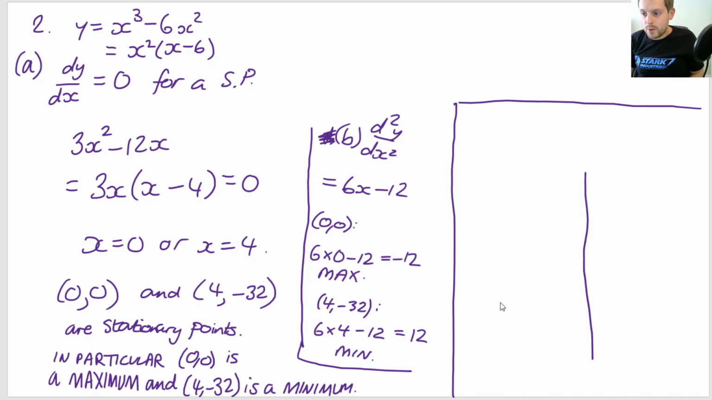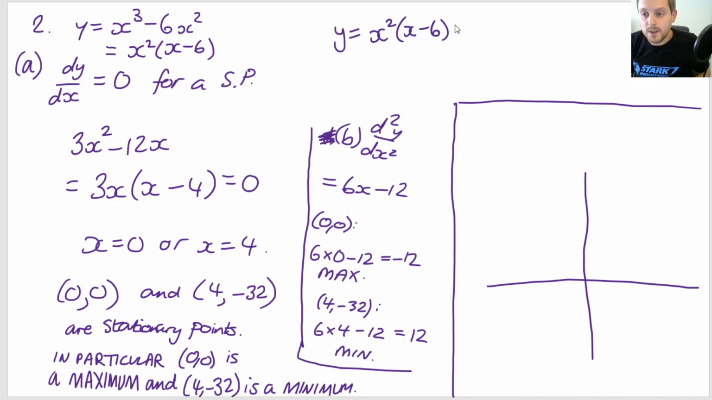So I'm just going to draw a quick set of axes. Now, what I did before was I said that y could actually be written as x squared times x minus 6. And so the question is when can this equal 0? That's going to give us the coordinates where it crosses the x-axis. So this happens when x is 0 or when x is 6. So we only have two intersections with the x-axis. There's one there and there's one here, right? So that's 0 and that's 6.